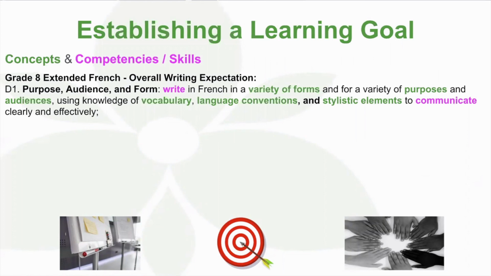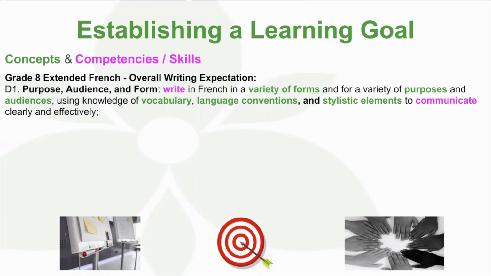The example presented here is from the FSL curriculum, Grade 8 Extended French, Overall Writing Expectation D1. In the language of the curriculum, the disciplinary concepts are identified by nouns highlighted in green, whereas the competencies and skills, what students will do to show their understanding, are identified by verbs highlighted in pink.